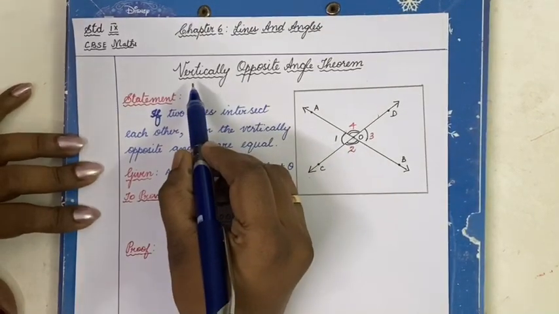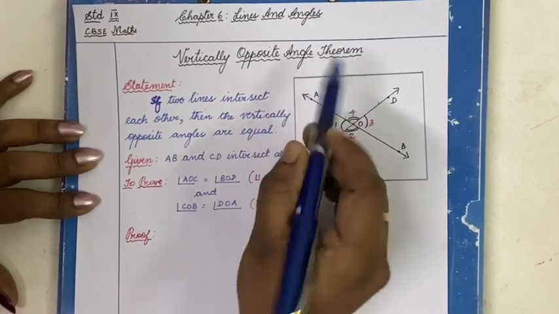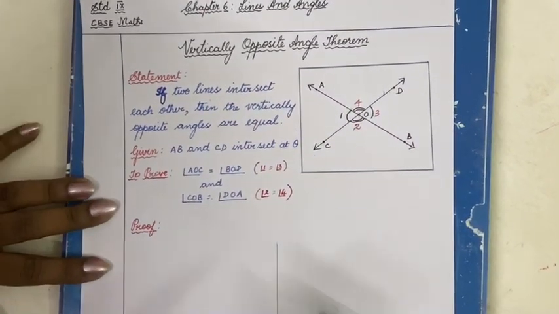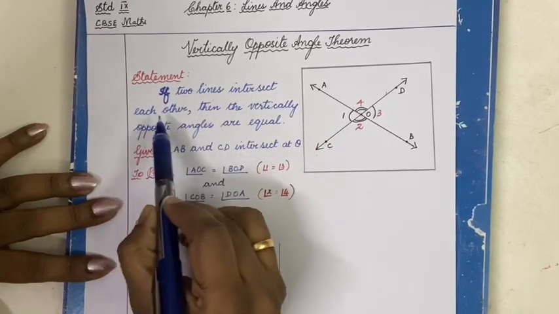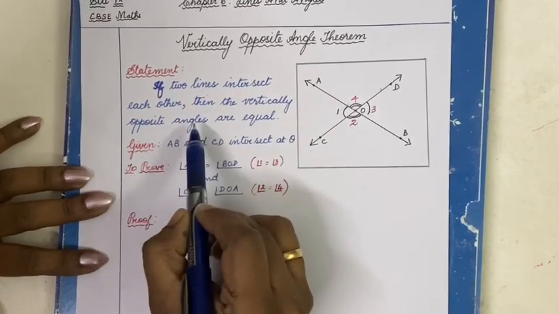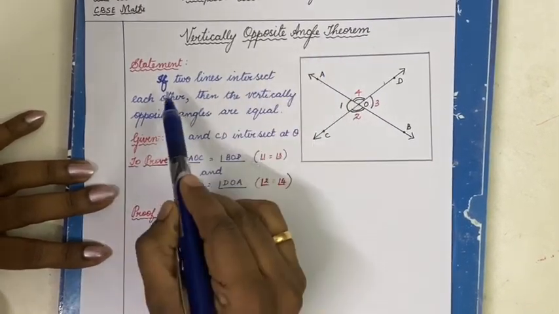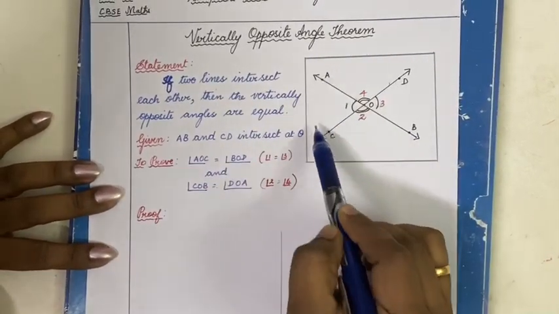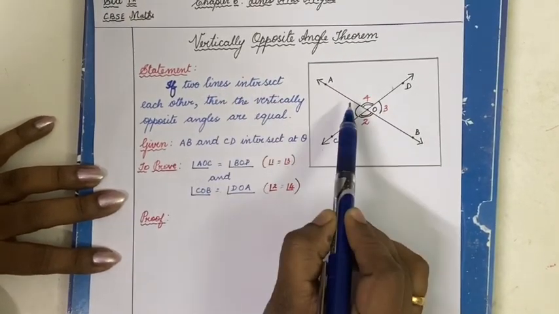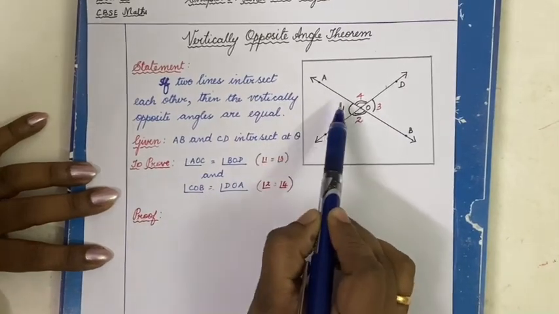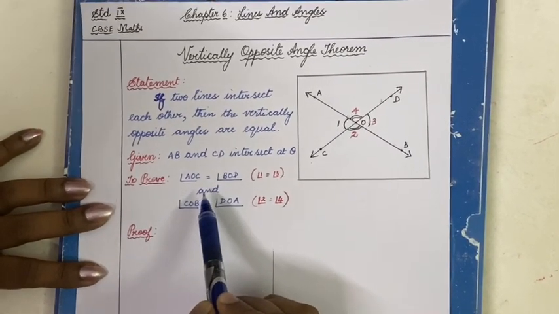Okay, so as I told you, we are going to solve this theorem, the vertically opposite angle theorem. So I'm going to solve it on this paper. First we have written the statement. If two lines intersect each other, then the vertically opposite angles are equal. This is the statement of the vertically opposite angle theorem. And I have drawn the diagram. From the statement, the diagram is drawn. And from the statement and diagram, given is written, to prove is also written.